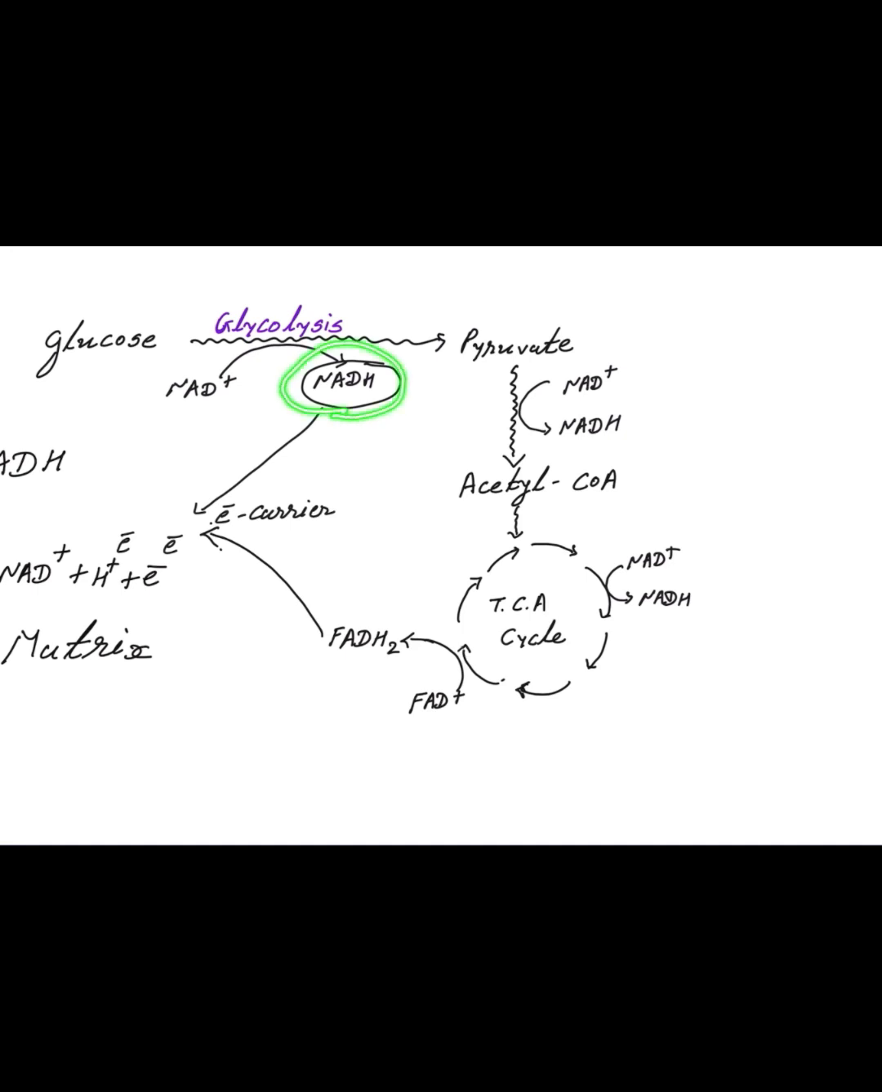These NADH and FADH2 are the reduced forms. They act as electron carriers. How do they act as electron carriers? NADH, the reduced form, will oxidize to NAD plus H plus and will donate electrons. This reaction takes place inside the mitochondrial matrix.